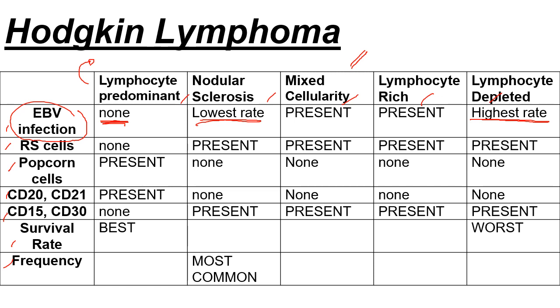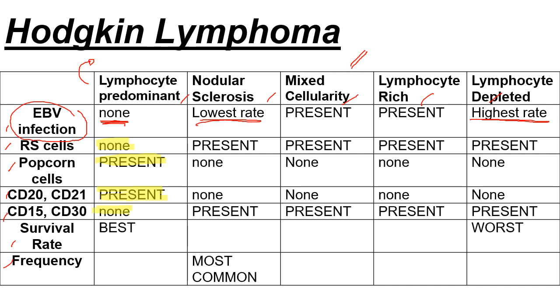Sa RS cells naman, ano ibig sabihin ng RS? Reed-Sternberg. Lahat present except your lymphocyte predominant. Sa popcorn cells naman, lahat walang popcorn cells except your lymphocyte predominant. Okay, CD markings naman. CD20 and 21 is associated with lymphocyte predominant only. Lahat negative. Ang CD15, 30 naman, lahat present except your lymphocyte predominant again.